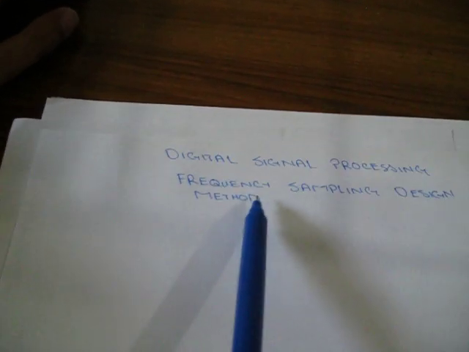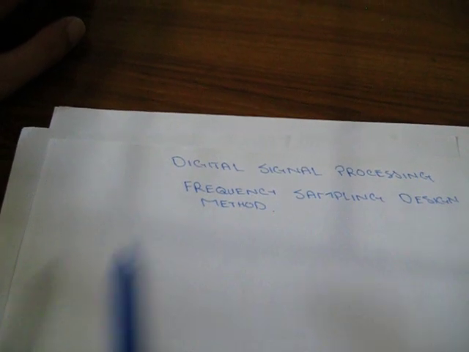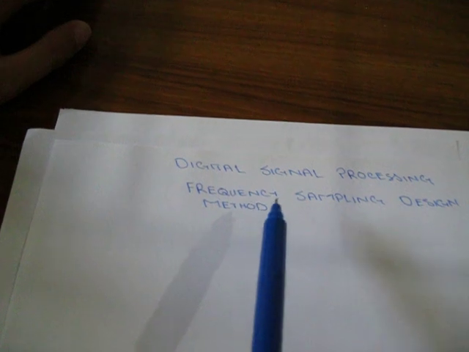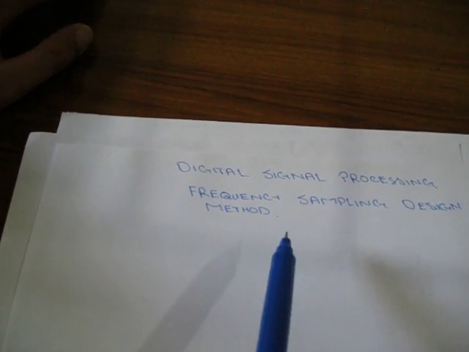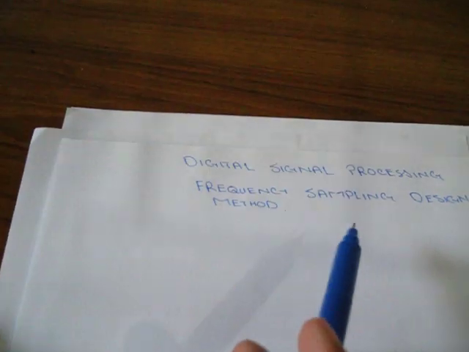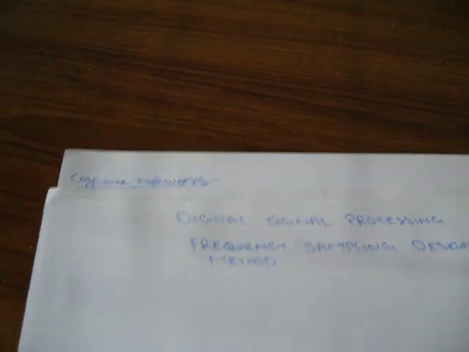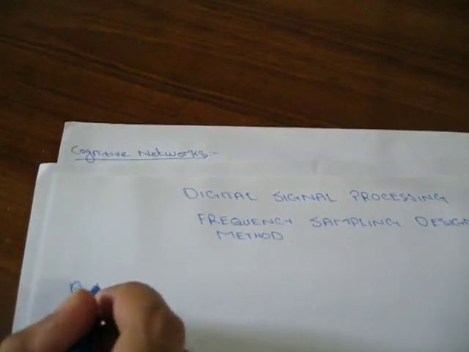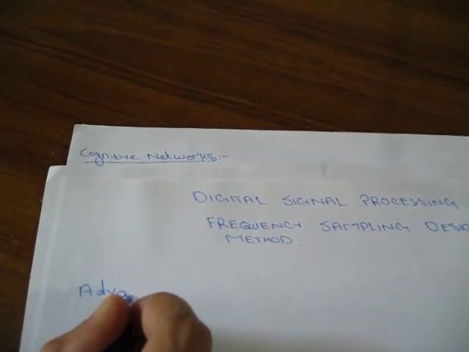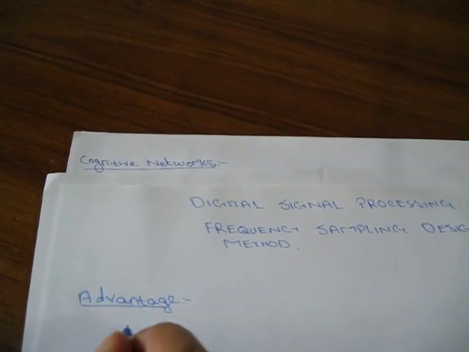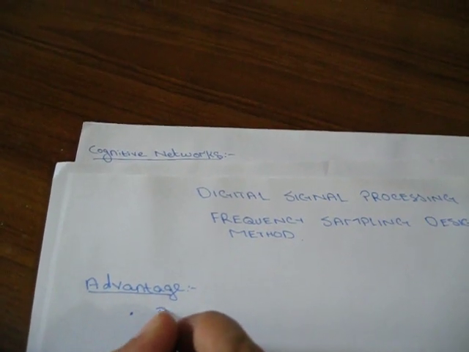Today the topic of our discussion is frequency sampling design method. In the previous lectures we had discussed about Fourier transform design and Fourier transform design with windowing. Now this is an alternative to both of these methods. Now what is the advantage of using frequency sampling method? The advantage of using this method is its design flexibility.